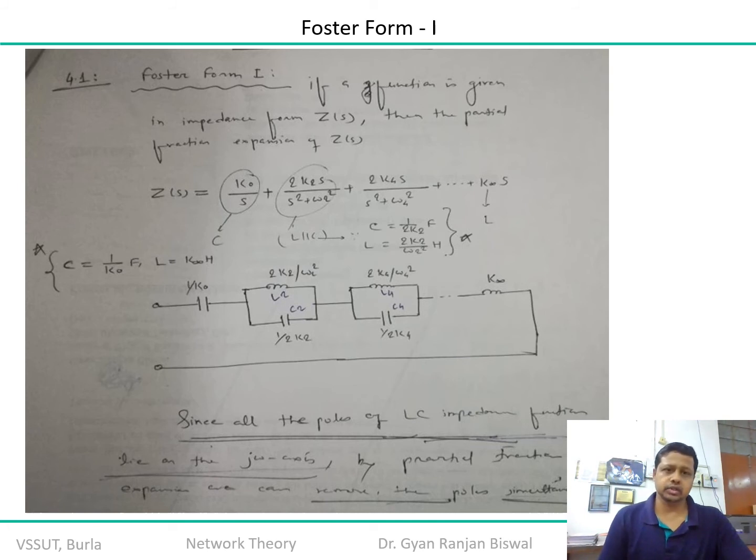So what Foster form says is that if a function is given as an impedance function, z of s, then the partial fraction of z of s is represented as follows. Let's say z of s is equal to k naught by s plus twice k2 s upon s square plus omega 2 square plus twice k4 s upon s square plus omega 4 square. For simplicity, I am considering all the even values, because you have considered the zeroth order coefficient, then the second order, fourth order coefficient, and so on till infinity.